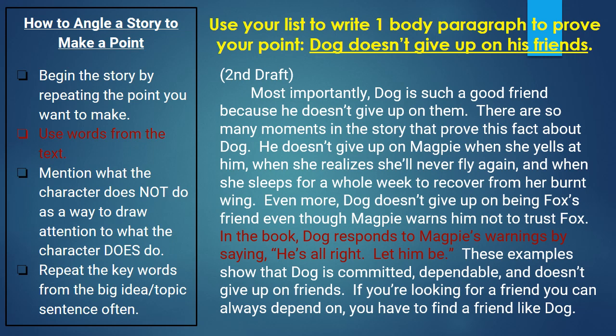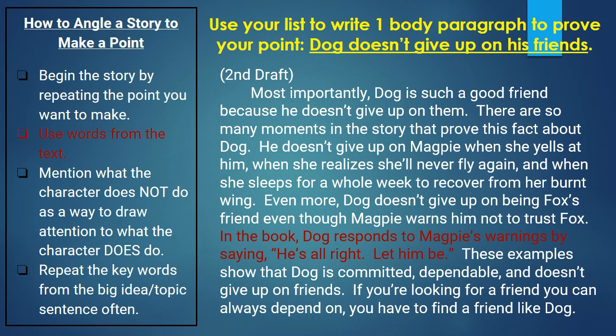That's the list there. Even more, dog doesn't give up on being Fox's friend, even though Magpie warns him not to trust Fox. In the book, dog responds to Magpie's warnings by saying, "He's all right, let him be." These examples show that dog is committed, dependable, and doesn't give up on his friends. If you're looking for a friend you can always depend on, you have to find a friend like dog.